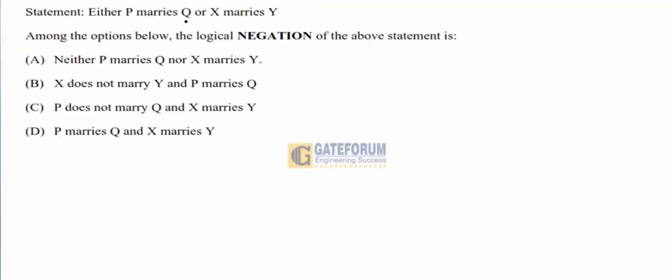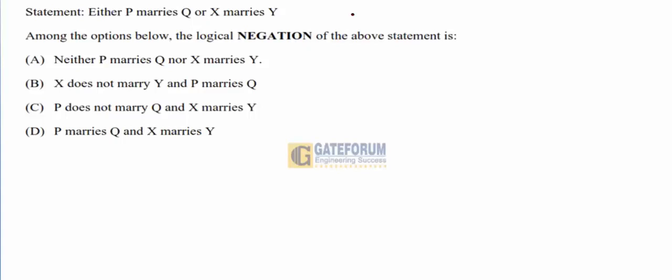Statement: either P marries Q or X marries Y. Among the options below, which one is the logical negation of the above statement? Now, what do you mean by the negation of a statement? That is, both the facts established are negatively said, which means if it is said yes, it is said no in the statement. So what is said in the original statement? That P marries Q, or X marries Y. Any one of these things happening.